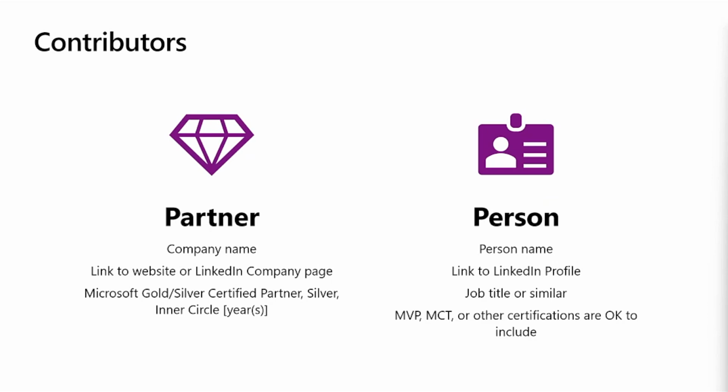If it's a person, then you're going to include the person name, a link to that user's LinkedIn profile, a job title or similar description. And then it's okay to also include MVP, MCT, or other certifications or awards that designate that person. It's also okay if you authored an article and you don't want to be recognized for your contributions publicly. You do not have to put your name on the article, but we do encourage it so that people know who you are. And it's a great way to showcase your expertise and build your resume as well.